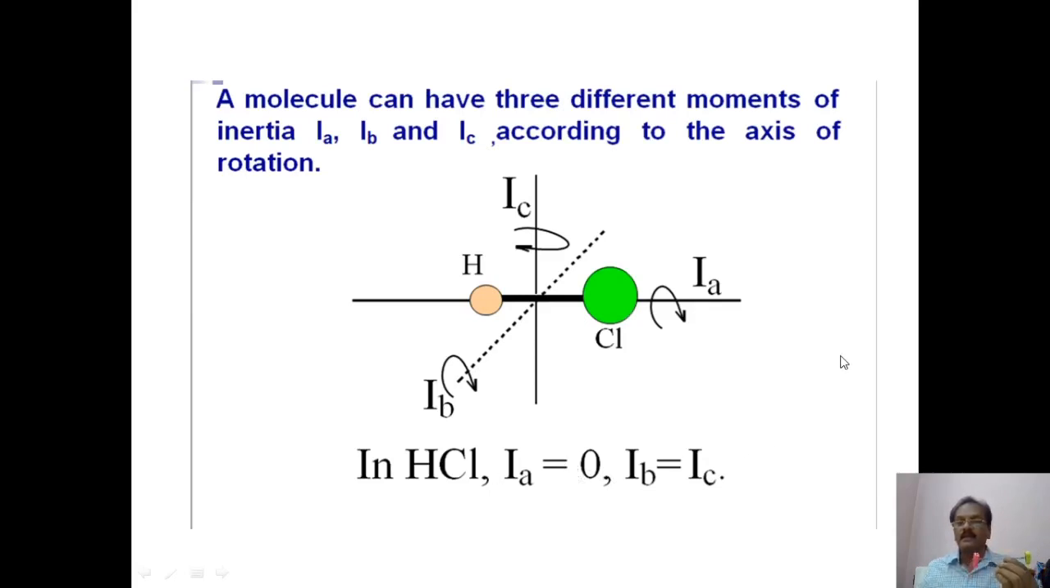Now, when you take another rotation, about another axis, suppose you rotate this molecule like this in this direction, this is the direction of motion.